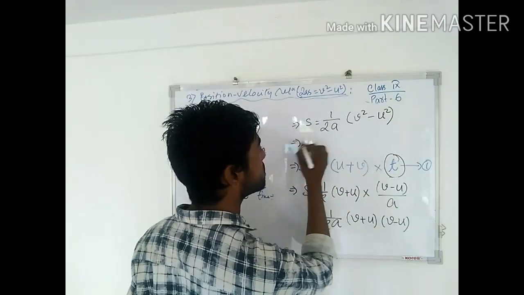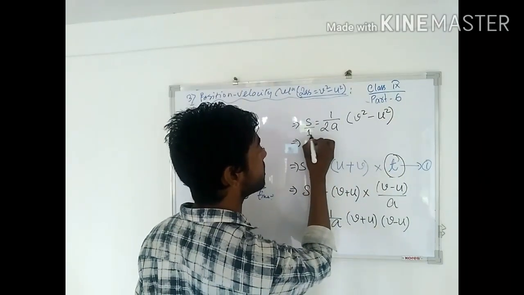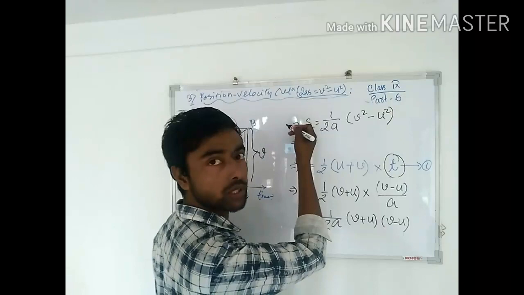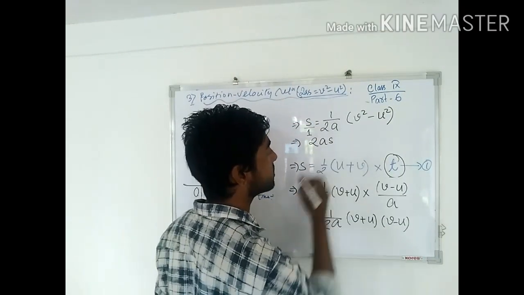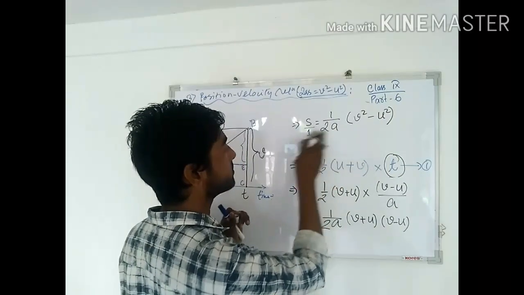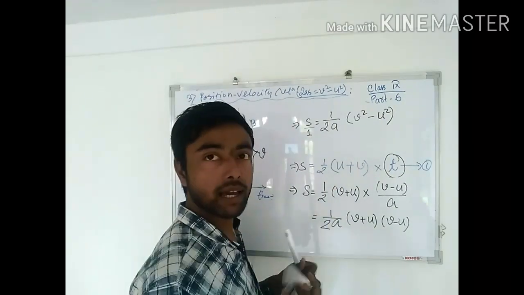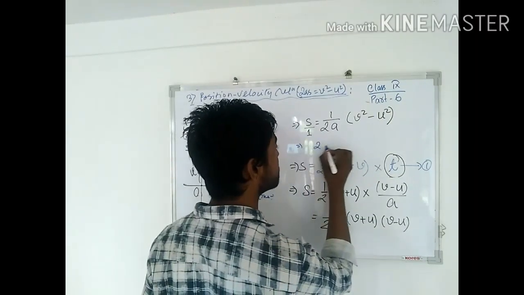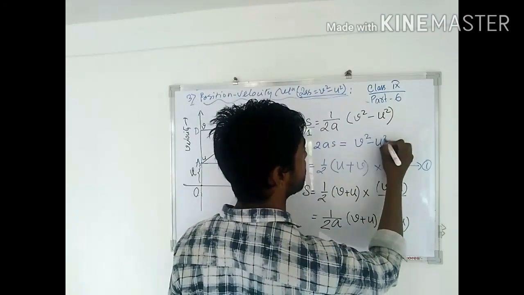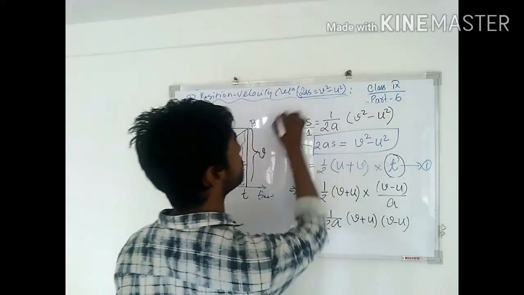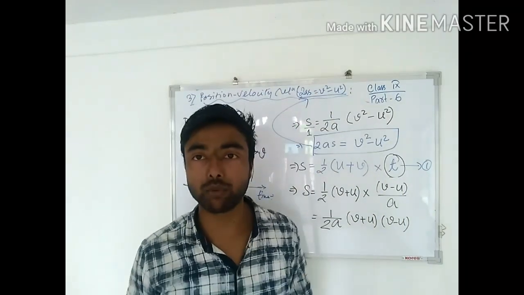Done? Then cross multiply. Here there is one below, so twice a will go there and it will be multiplying with s, so twice as. Clear? What will come here? Twice as is equal to v square minus u square. Got this equation? This equation you got? So this is the third equation of motion.